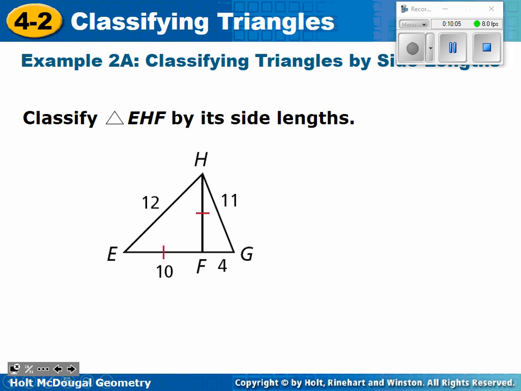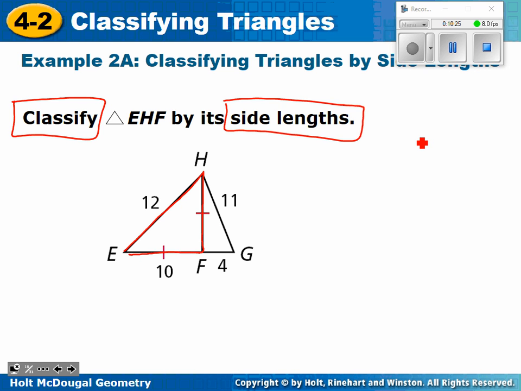All right, so back to classifying. Classify again means give it a name. This time we're naming it based on the side lengths, so not the angle measures. We're looking for names like equilateral, scalene, isosceles. So when you look at this one, we want triangle EHF. What kind of triangle is EHF? Isosceles. We know for sure these two sides are congruent. This one's 10, which makes this one 10, but this one is 12. So that means they're not all three equal, so it's just isosceles.